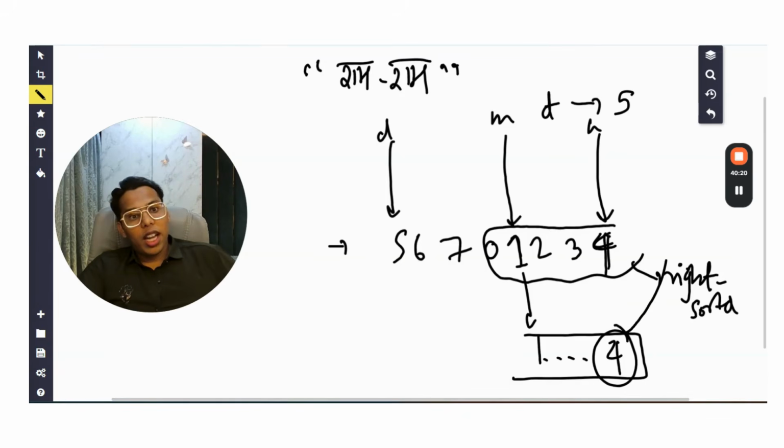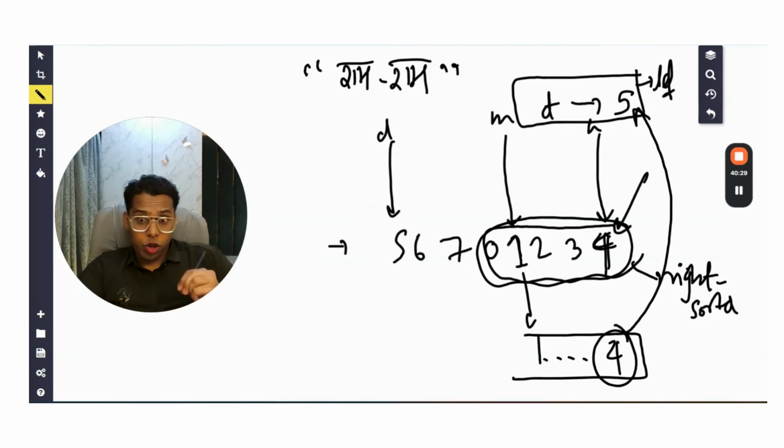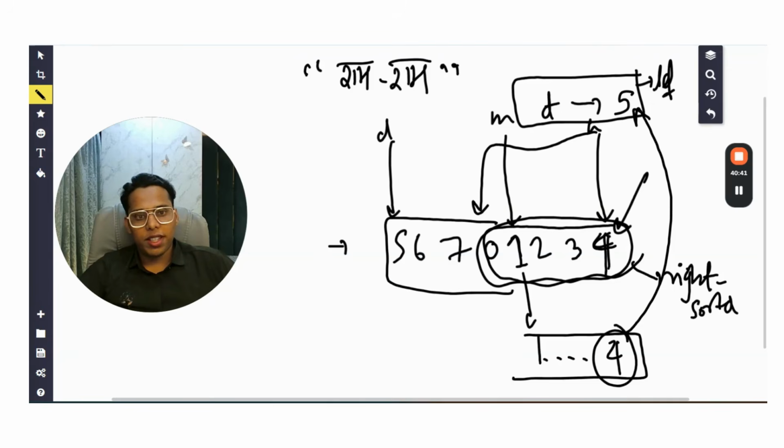But you see, target is even bigger than 4. It means target comes under left part. For the right part, the largest number is 4, and you want a guy bigger than that. It means that guy is on the left part. It means you should search on the left part. So I will again update my high as mid minus 1 and I will search for 5, 6, 7, 0 here.